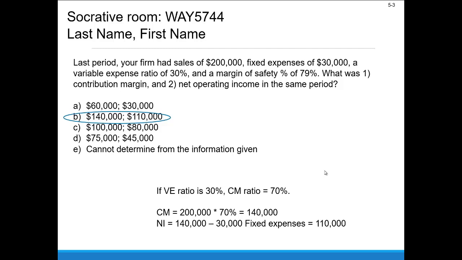So contribution margin is $140,000. The way we come up with that, a couple different ways, but probably the easiest, given that the variable expense ratio is 30%, that means the contribution margin ratio has to be 70%. If we take that CM ratio of 70% times the sales of 200,000, that means our total contribution margin would be that $140,000. Now net income, we can find with contribution margin, 140,000, minus those fixed expenses of 30,000, and there's our net income of 110,000.